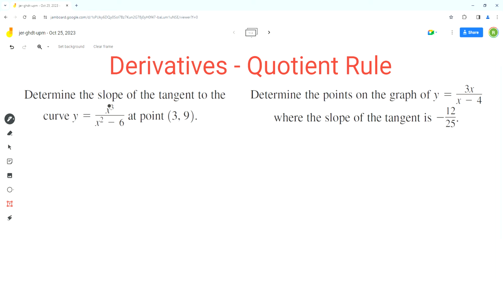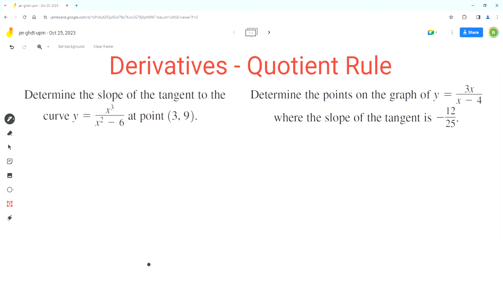So determine the slope of the tangent to the curve y equals x cubed over x squared minus 6 at point (3, 9). So we have to find the slope of the tangent to this curve, and for that we need to find the derivative of this function. Now this is a rational function, so we'll have to use quotient rule to find the derivative of this function.